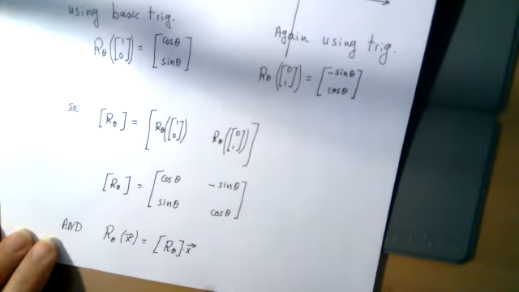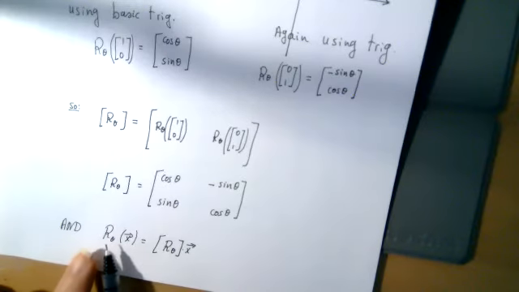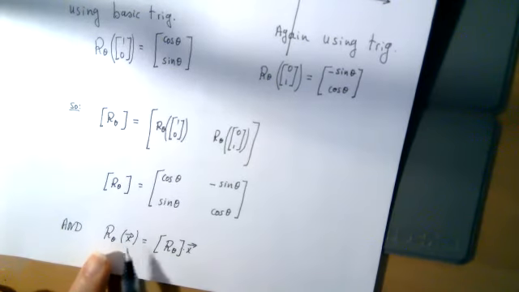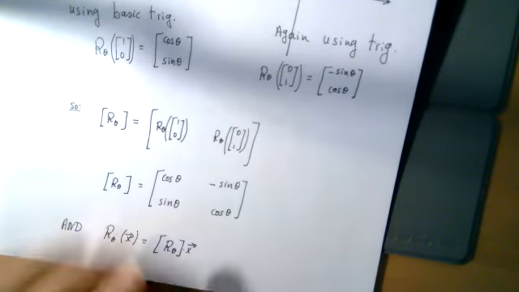It's as simple as that. That means that if I have any vector x, and I rotate this vector, where does this vector go? It's the rotation matrix times the vector x. Immediate application.